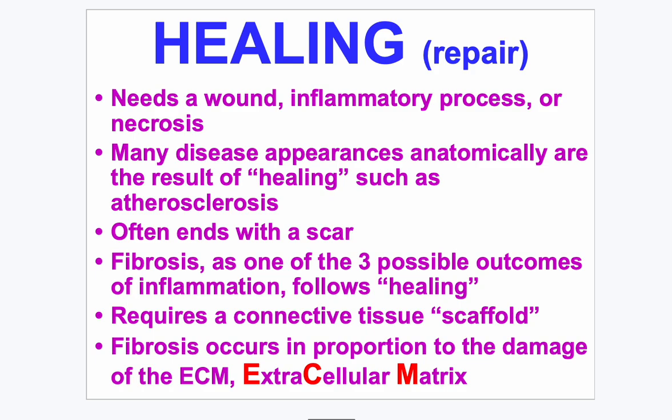So, many disease appearances anatomically are the result of healing, such as atherosclerosis. So, this often ends with a scar. So, fibrosis, as one of the three possible outcomes of inflammation, follows healing. So, this requires a connective tissue or a scaffold. So, fibrosis occurs in proportion to the damage of the ECM or your extracellular matrix. So, healing or repair, like inflammation, can be thought of as a predictable sequence of events, just like in the Cecil B. DeMille inflammation epic.